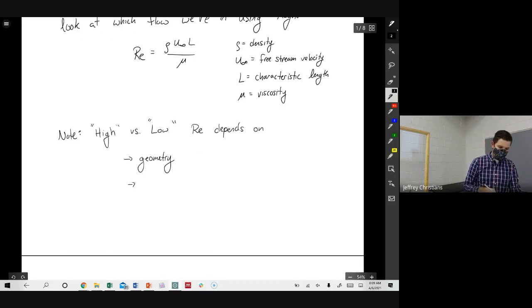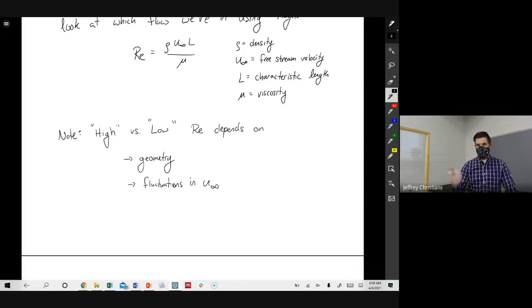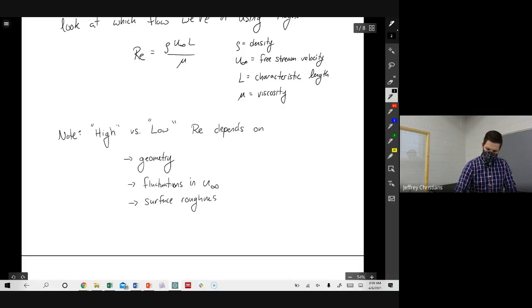But then there are other aspects of flow too, like fluctuations in our free stream velocity. If that's moving around a lot or if it's very steady, that's going to change where this transition is. Also, surface roughness.